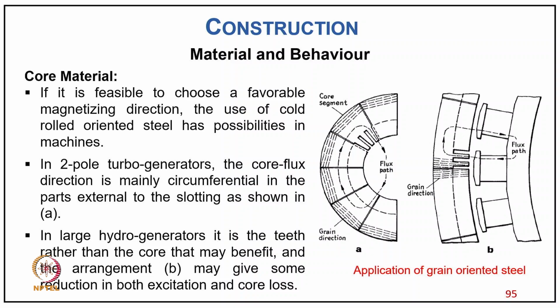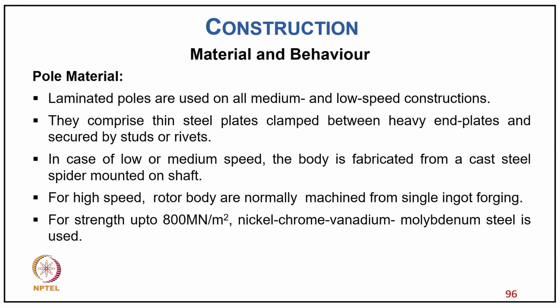So coming to core material, if it is feasible to choose a favorable magnetizing direction, the use of cold rolled oriented steel has a possibility in machines. In a two-pole turbo generator, the flux direction is mainly circumferential in the parts external to the slots, as shown in A. In a large hydro generator, it is the teeth rather than the core that may benefit, and arrangement B may give some reduction in both excitation and core loss. Typical application of grain-oriented steel.